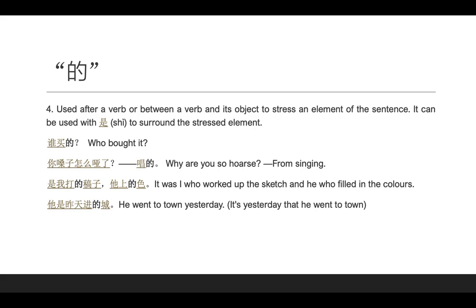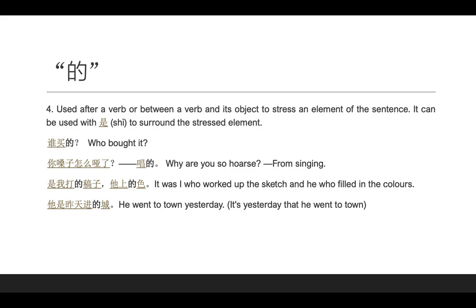是我打的稿子，他上的色. So here, with 是, it is used to stress. It's me, it was me who did that. It was I who worked up the sketch, and he who filled in the colors. 他上的色. 他是昨天进的城. So here after 是 it is 昨天. So with 是 the 的 here is to stress 昨天. It was yesterday he went to the town. I hope it is clear to you.